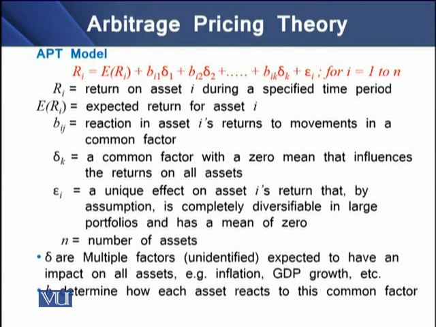And finally, we have the E, or the error term, which is a unique effect on asset i's return that by assumption is completely diversifiable in large portfolios and has a mean of zero, and N means the number of assets. Deltas are the multiple factors; as these factors are unidentified, they are expected to have an impact on all assets. These factors may include inflation, GDP growth, and many others. Betas determine how each asset reacts to these common factors. This means that beta relates the relationship between the factors and the return.